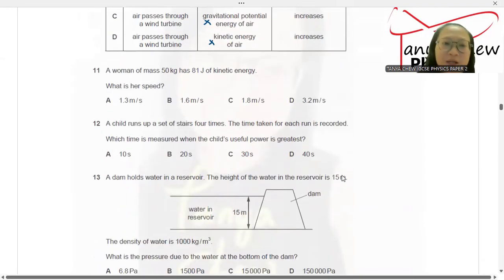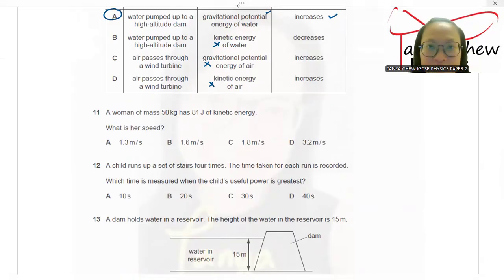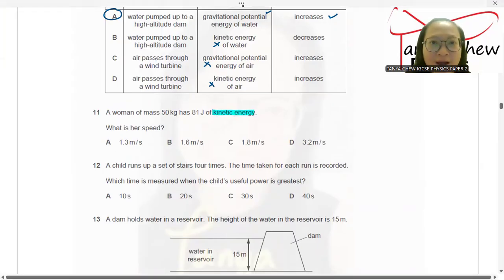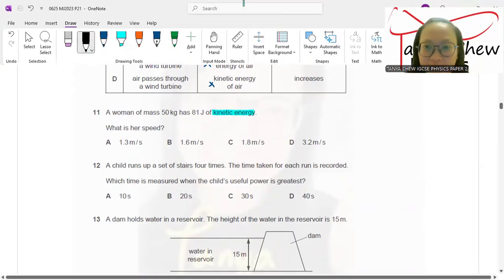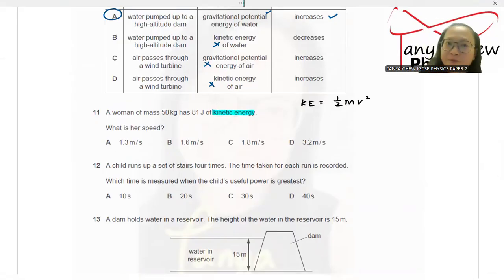Now, question number 11. A woman of mass 50 kilogram has 81 joules of kinetic energy. What is her speed? Now, the hint is that this is related to kinetic energy, so you have to recall the equation of the kinetic energy. I'm going to write it here. KE is equal to half mv squared, where m represents the mass and v represents the speed.